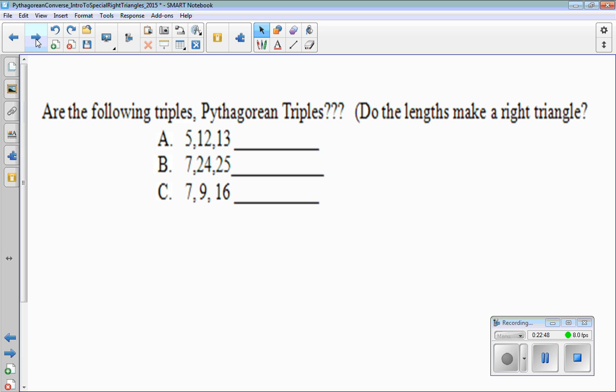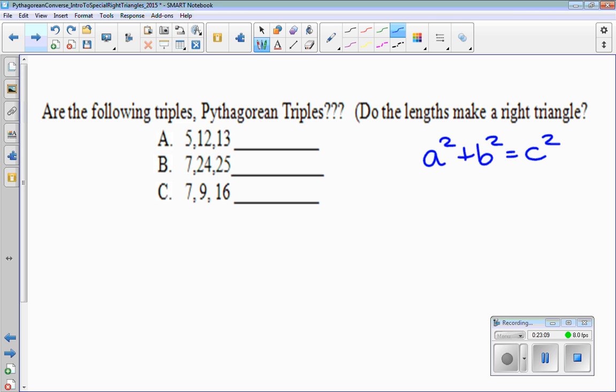Okay, so I would have to make a right triangle, which means it's going to do what? If it's going to make a right triangle, what's it going to have to satisfy? A squared plus b squared is going to do what? Equal c squared. So I want you to check all of these. Is this true for all, some, or none of these three? Are they Pythagorean triples? You can quickly check it on your calculator if you want. You can just simply say 5 squared plus 12 squared, and then you can do 13 squared.